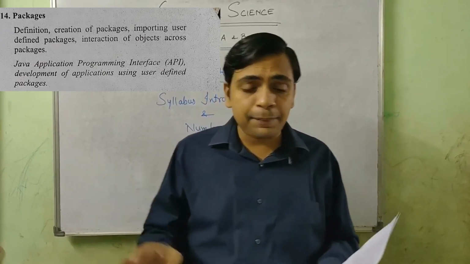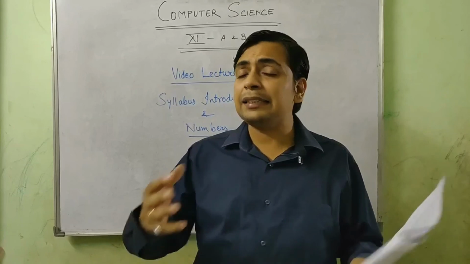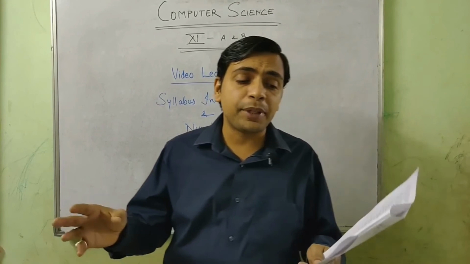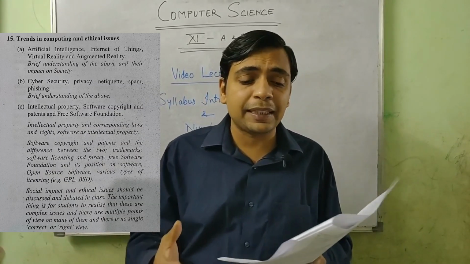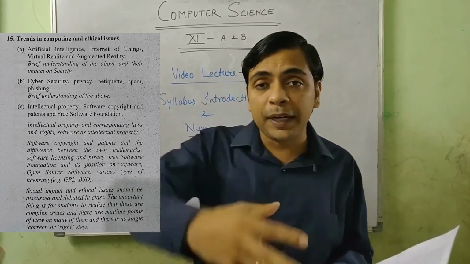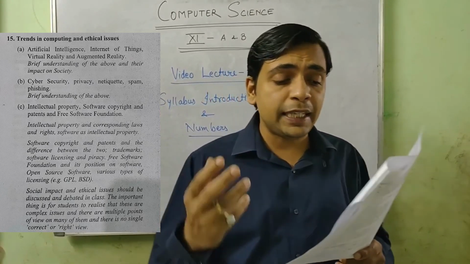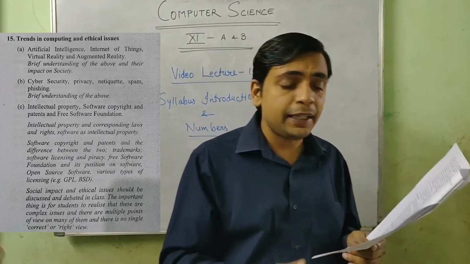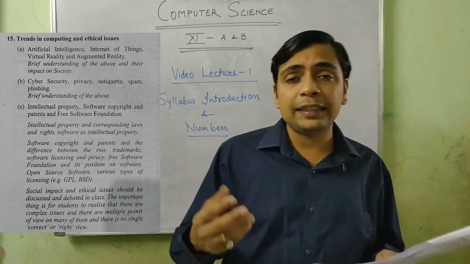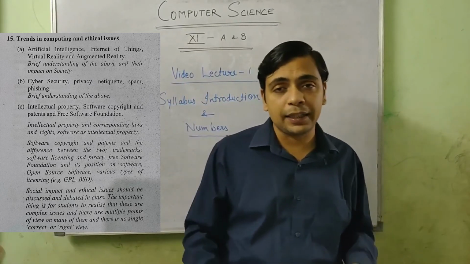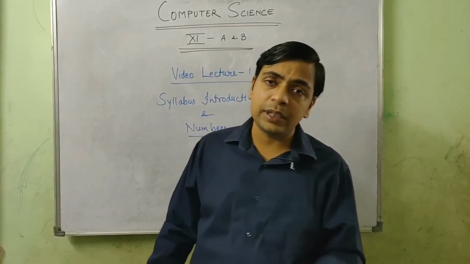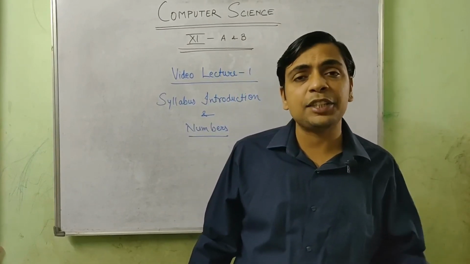The next chapter is a bit like one of the chapters in your class 9th, which you studied, related to computing ethics. Here also we are going to study some ethical issues, but we are going to study some topics which are booming in the computer industry, like artificial intelligence. We are going to study cyber security, and of course open source software, licensing, GPL, and various other things. So these were the 15 chapters which you are going to study in your 11th class session.